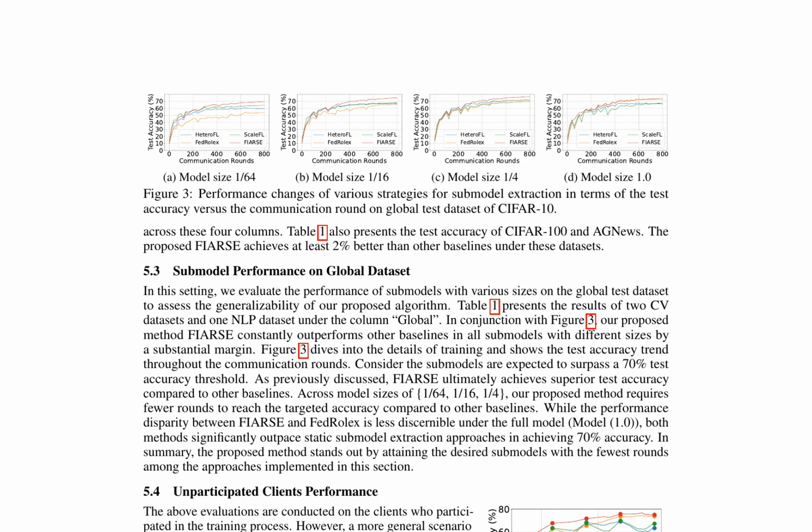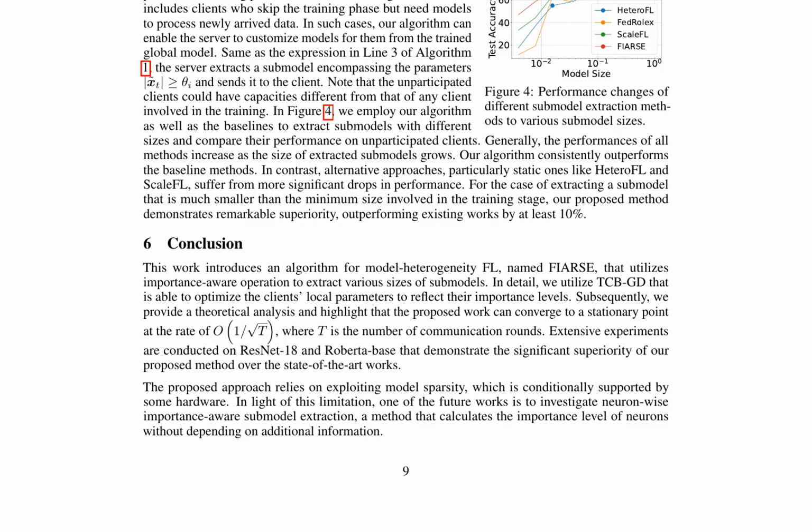Performance evaluations on the global test dataset show FIARSE consistently outperforms baselines, including HeteroFL, FedRolex, and ScaleFL, across various submodel sizes. Figure 3 presents the test accuracy trend throughout communication rounds, highlighting FIARSE's superior test accuracy with fewer rounds. Table 1 shows FIARSE achieves at least 2% better test accuracy on CIFAR-100 and AGNEWS.